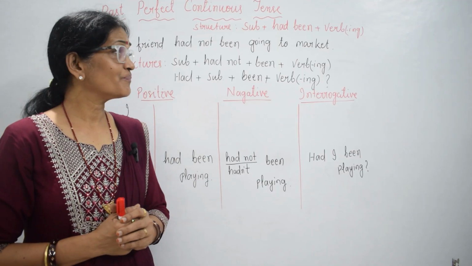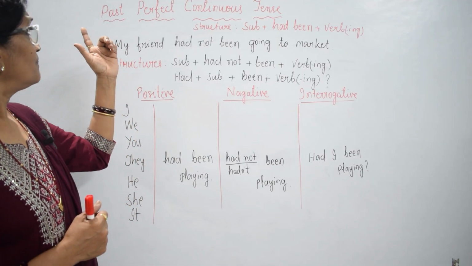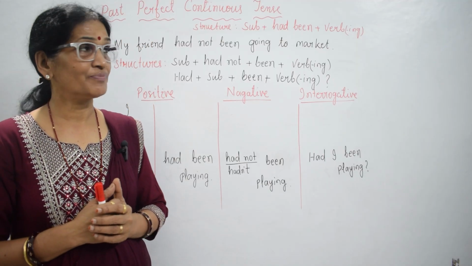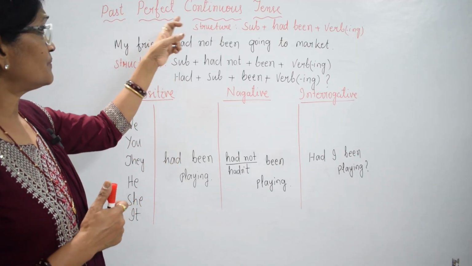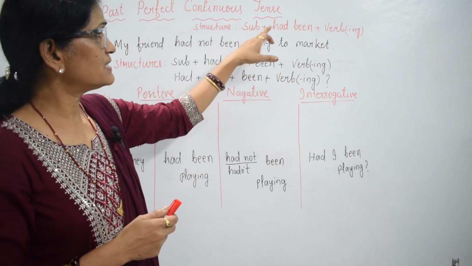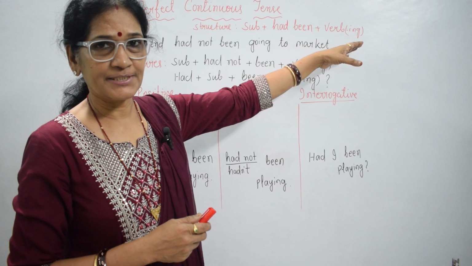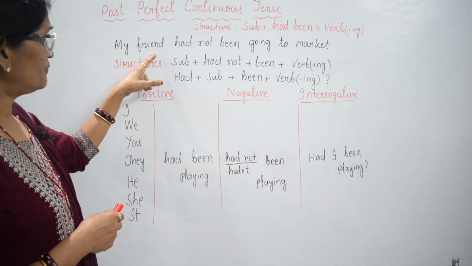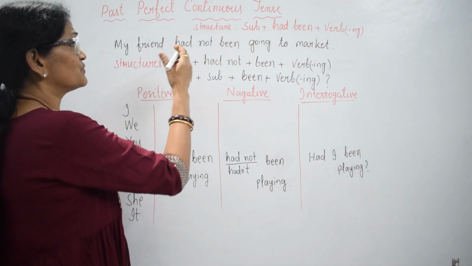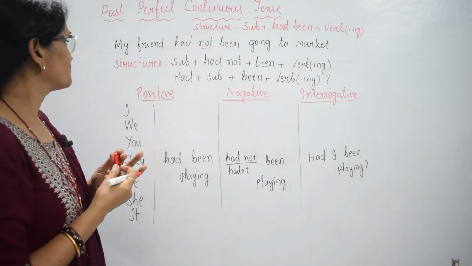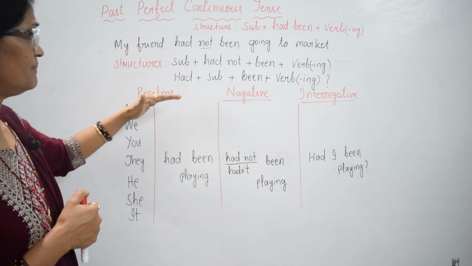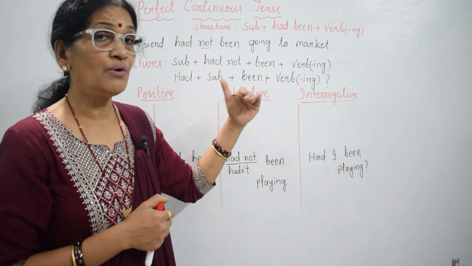Let's have a look at how to change one past perfect continuous tense sentence into negative and interrogative. What is the structure for past perfect continuous tense? This is the structure here: subject plus had been plus verb ing. Okay. My friend hadn't been going to market. Here not is used. So this is one negative sentence. Okay. So positive, negative and interrogative.